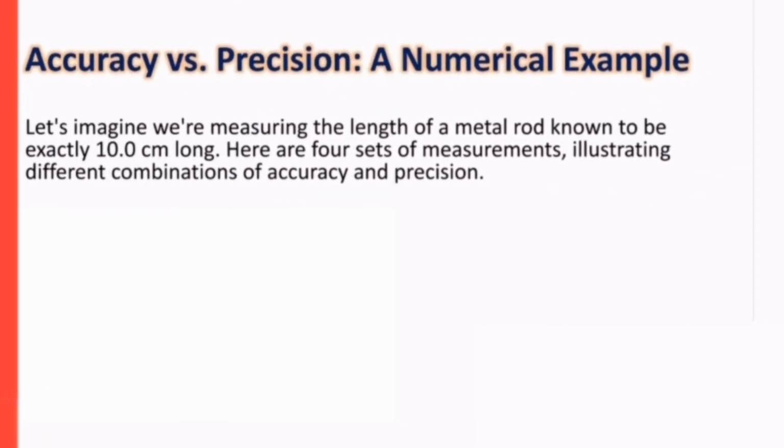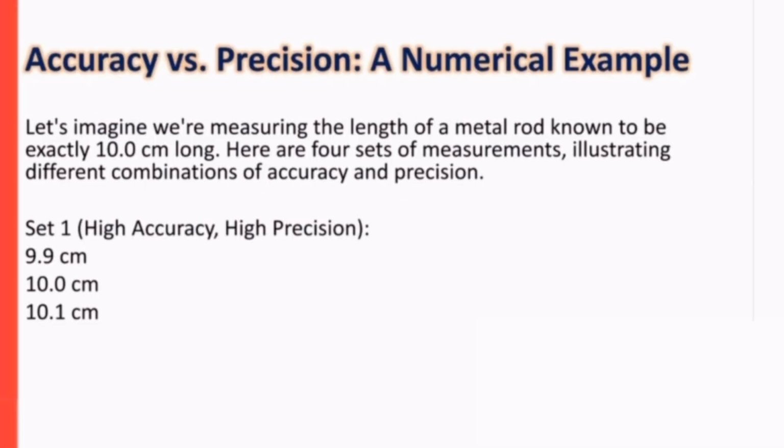Now let's look at a numerical example. Imagine we are measuring the length of a metal rod known to be exactly 10 cm long. Here are 4 sets of measurements illustrating different combinations of accuracy and precision. At first, we have this set with high accuracy and high precision. The numbers are 9.9, 10, 10.1.